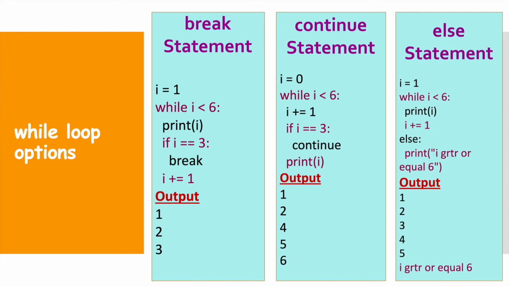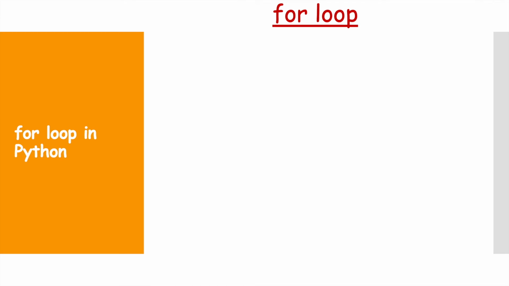Now we come to the else statement. With the else statement, we can run a block of code once the condition is no longer true. So here in this example, while i is less than 6, you're printing i, you're incrementing i, and once this condition becomes false, you come to the else block and you print i is greater than 6. So here in the output, you are getting 1, 2, 3, 4 and 5, and once this i value gets greater than 6, you simply come to the else block and the statement i greater than 6 will get printed.